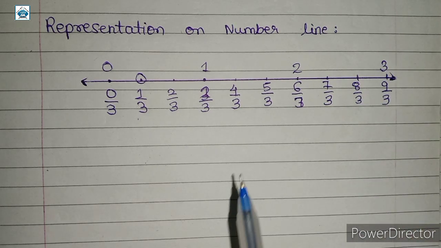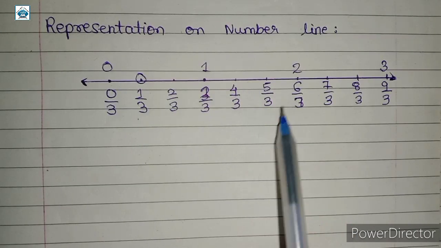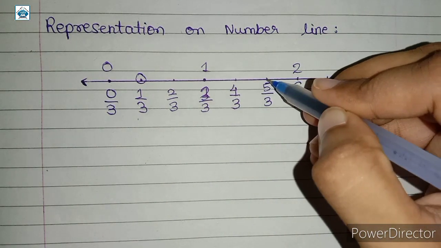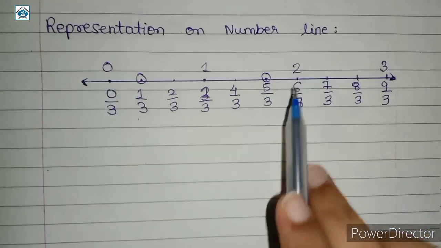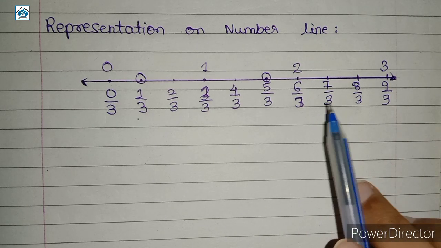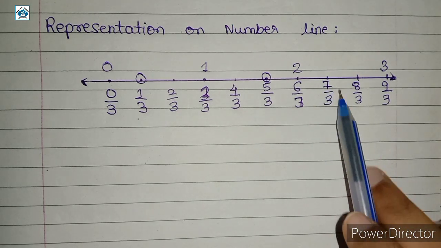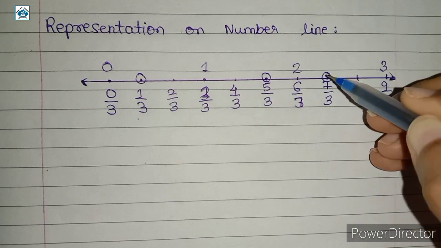So between the rational numbers 1 and 2, we have 4 by 3 and 5 by 3. There are many more other rational numbers, but here we can say that the rational number, say 5 by 3, lies between 1 and 2 on the number line. Similarly, if we wanted to plot the rational number 7 by 3 on the number line, then 7 by 3 lies between 6 by 3 and 9 by 3. That means 7 by 3 lies between 2 and 3 on the number line over here.